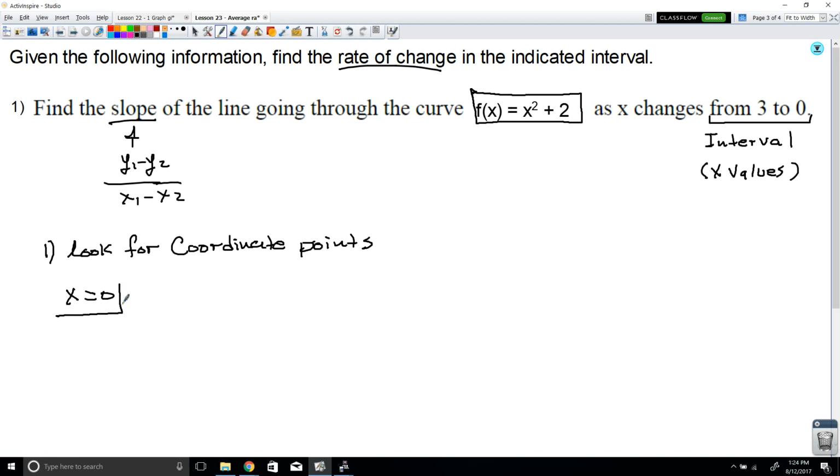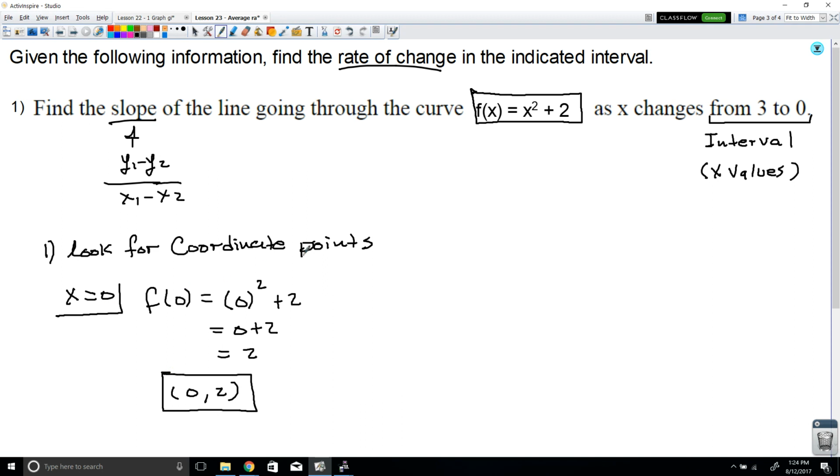When x is 0, we have f of 0 equals, we're going to substitute 0 for x, so 0 squared plus 2, where 0 squared is just 0, so 0 plus 2 is just 2. So when x is 0, our y is 2. This gives us a coordinate point of (0, 2), because when we plug 0 into the function, we obtain a y value of 2.